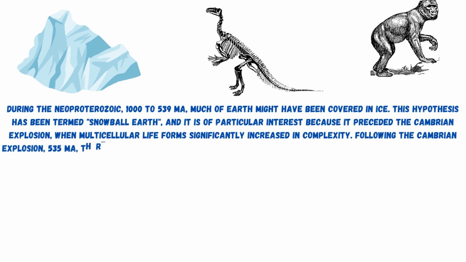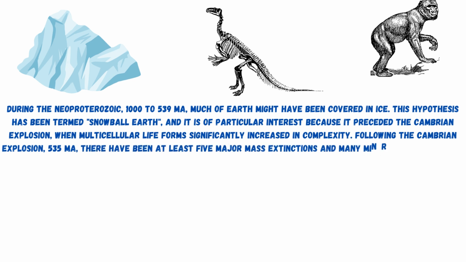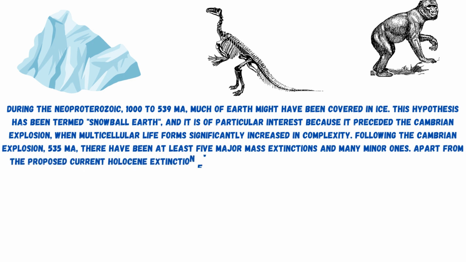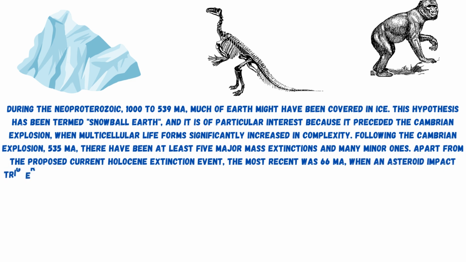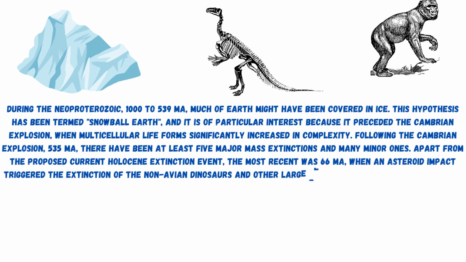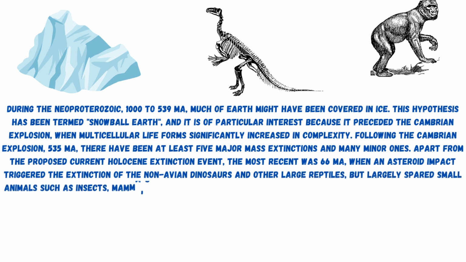Following the Cambrian explosion, 535 Ma, there have been at least 5 major mass extinctions and many minor ones. Apart from the proposed current Holocene extinction event, the most recent was 66 Ma, when an asteroid impact triggered the extinction of the non-avian dinosaurs and other large reptiles, but largely spared small animals such as insects, mammals, lizards, and birds.